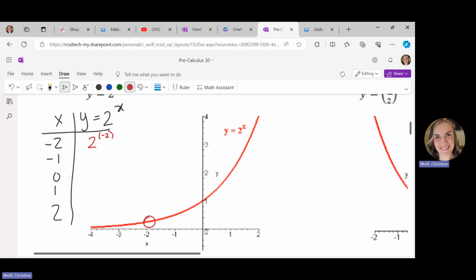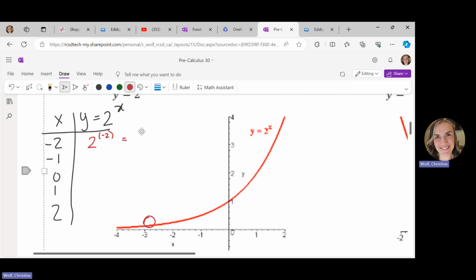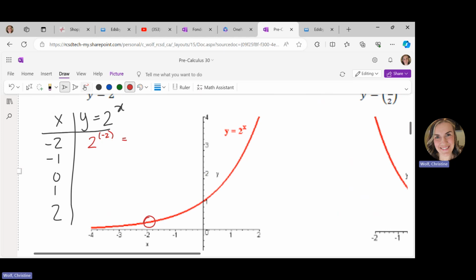So remember what this means: you flip that base, so it's actually 1 over 2 now, and that exponent becomes positive. You're going to be doing that a lot in this unit, having to flip your base and change the exponent to positive. Okay? And then you square both values. So that means your y value is 1/4 or about 0.25. And if you look at that circle dot, that's way down low, at about 0.25. That makes sense.